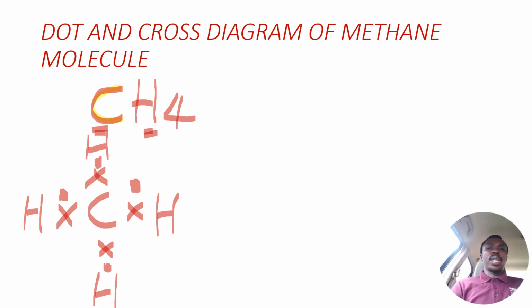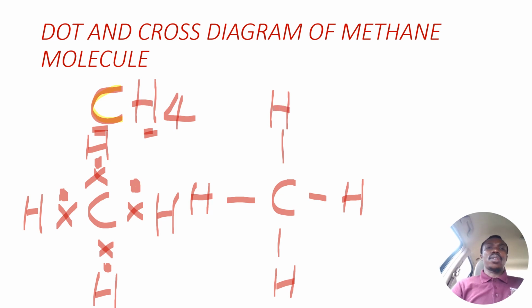If we are to draw the displayed formula, it will be carbon single bond hydrogen, single bond hydrogen, single bond hydrogen, single bond hydrogen. So this is a single covalent bond, whereby each atom donates 1 electron for the bond formation. This is a typical example of covalent bonding in a methane molecule using a dot and cross diagram.